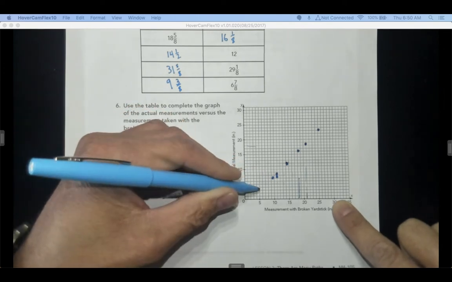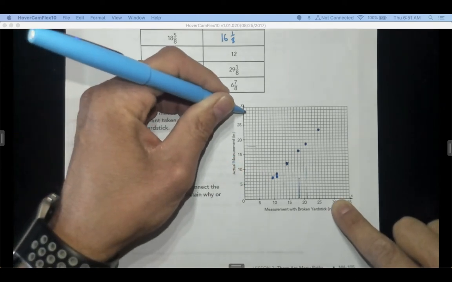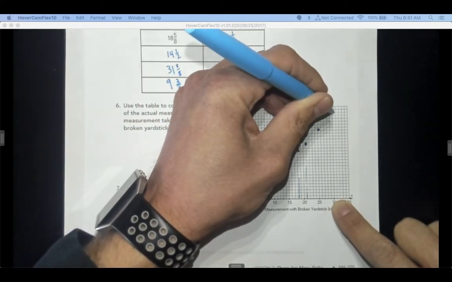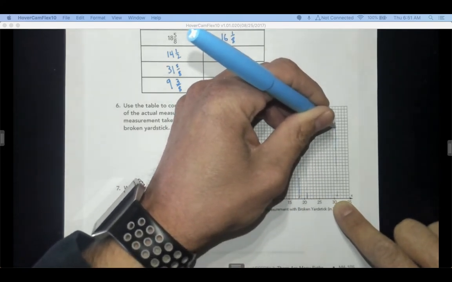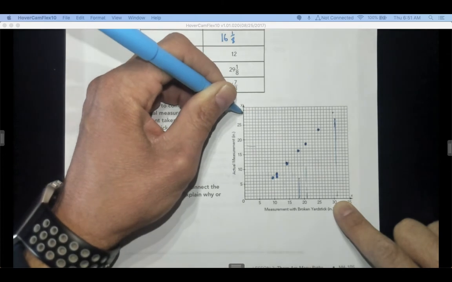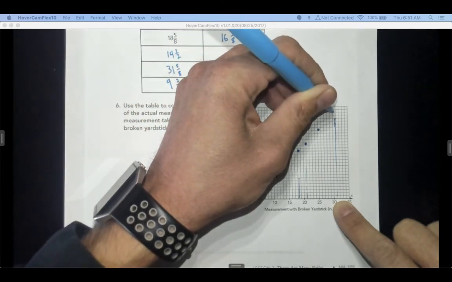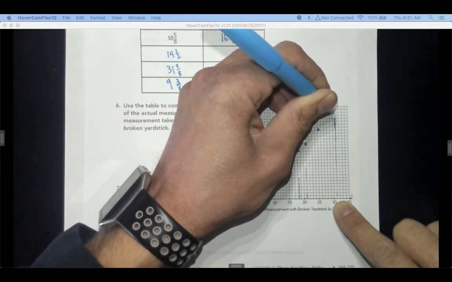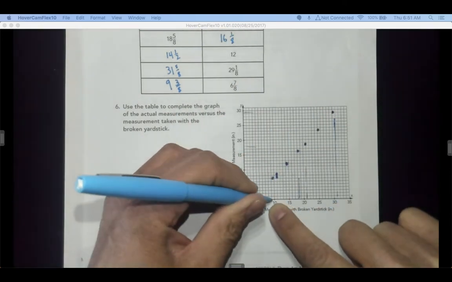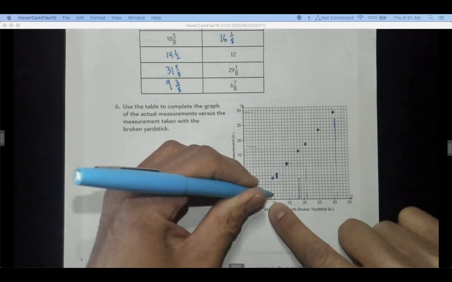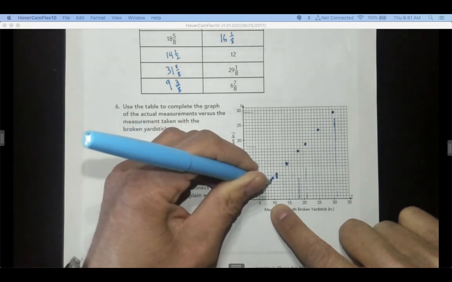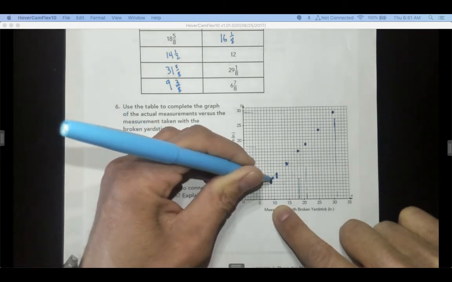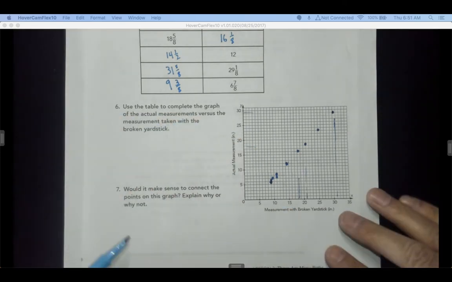31 and 5/8, 29, 9.75, or 9 3/8, 6. Okay. What I'm noticing is they all line up there.